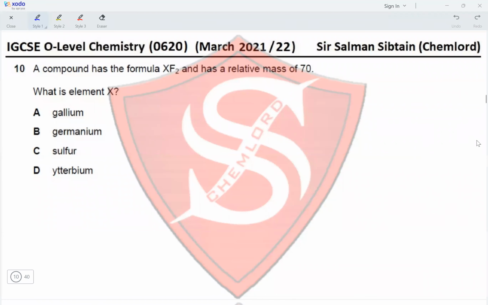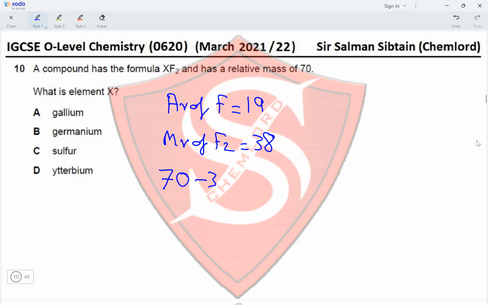Question 10. A compound has a formula XF2 and has a relative mass of 70. So the Mr is 70. What is element X? So we have two fluorine atoms part of the compound XF2. So the Ar of F is 19. Therefore, Mr of F2 would be 38. When we subtract 38 from 70, we are left with 32. Therefore, 32 is the Ar of sulfur. This makes option C the correct option for this question.